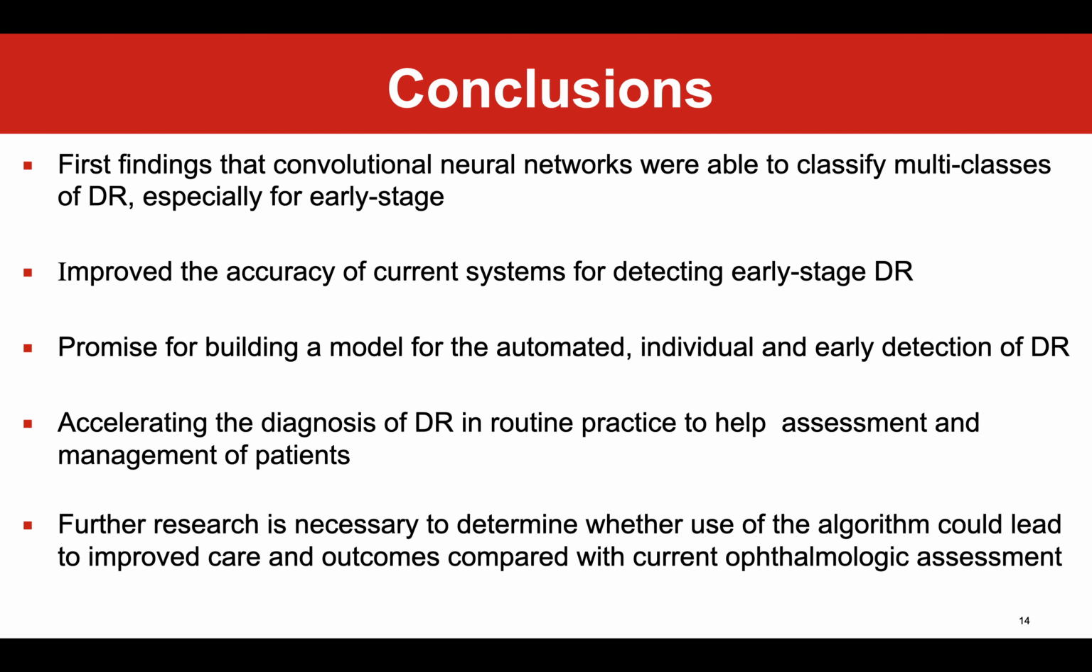And now we come to our conclusions. So ultimately, these are the first findings that convolutional neural networks were able to classify multiple classes of DR, especially for early stages and the mild stages. And thus, it improved the accuracy of current systems for detecting early stage DR, revolutionizing the system and also promising a new model for an automated, individual and early detection of DR. And furthermore, it accelerates the diagnosis of DR in routine practice to help the assessment and management of patients.